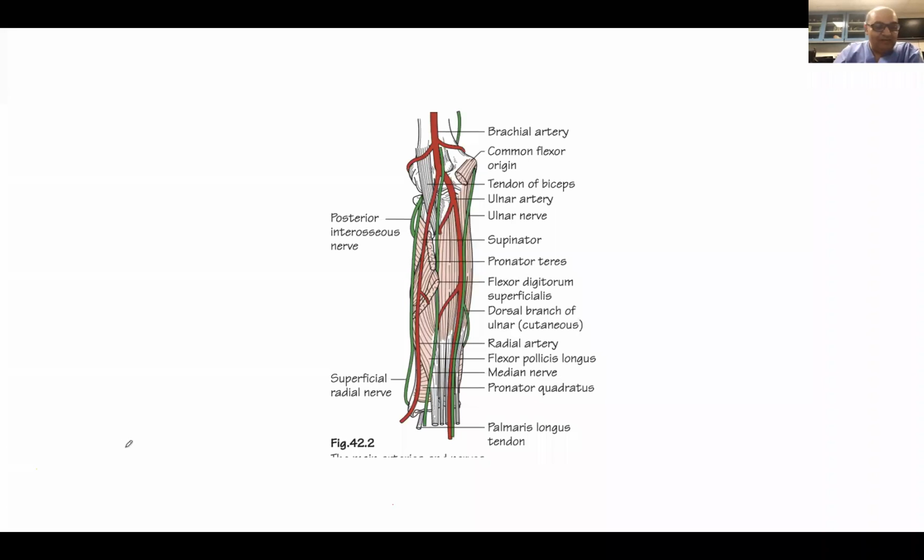What does the profunda brachii artery supply? Guys, the profunda brachii artery is also called the deep artery of my arm. So it is responsible for supplying the deeper structures.